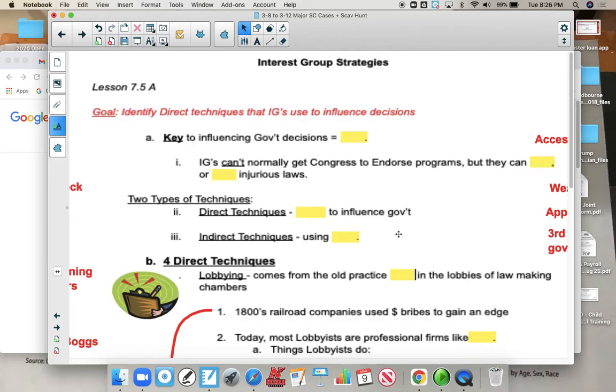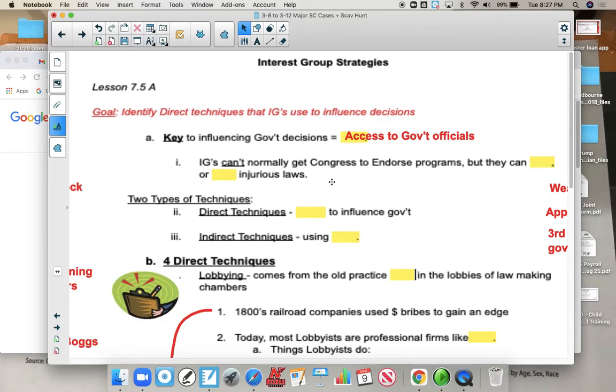Let's start off with the key. The key to influencing government decisions itself is access to government officials. We've spoken earlier about the many cracks that are in our government that allow interest groups, people with money, elites, to get into the system, infiltrate it, and make a difference, positive and negative.